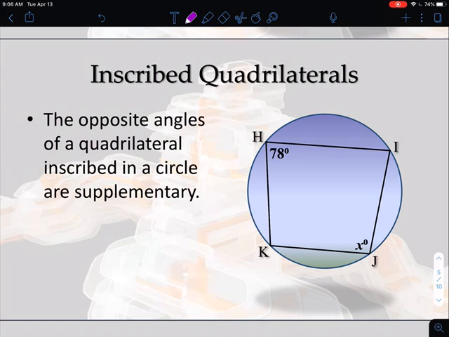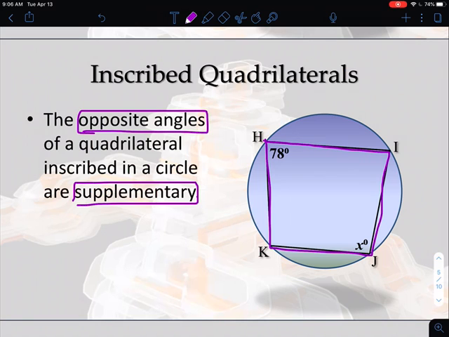Inscribed quadrilaterals. So if I have a quadrilateral, a four-sided object, and each corner, so in this case H, I, J, and K, each corner is on the actual circle itself, then that's what's called an inscribed quadrilateral. And what's important to note here is that the opposite angles in those inscribed quadrilaterals are always supplementary, or add to 180.